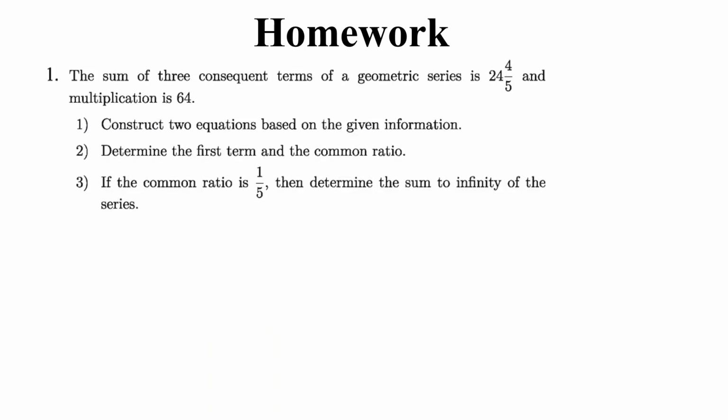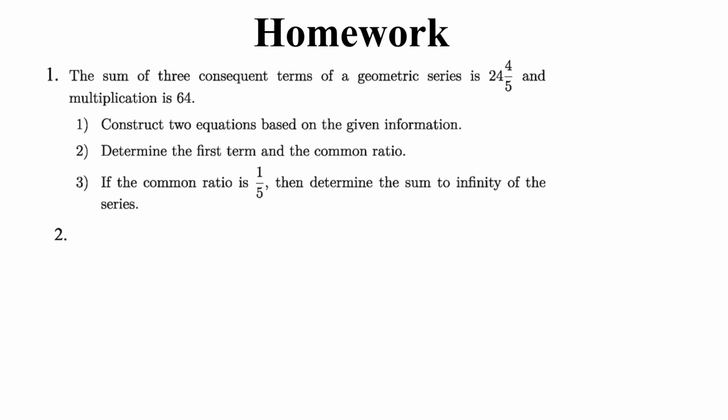Now dear cadets, for your homework, first question: the sum of three consecutive terms of a geometric series is given. First, construct two equations based on the given information. Second, determine the first term and the common ratio. Third, if the common ratio is 1/5, then determine the sum to infinity of the series.